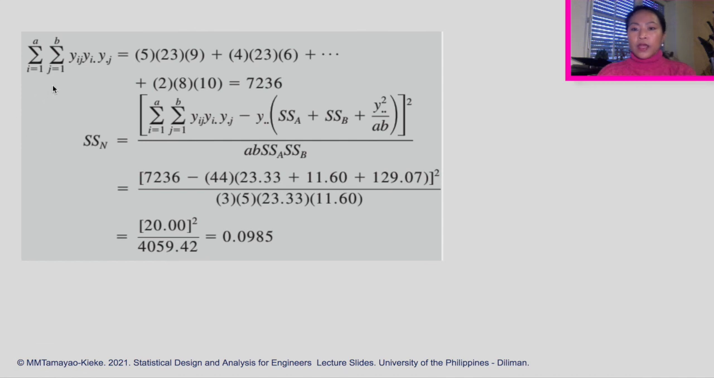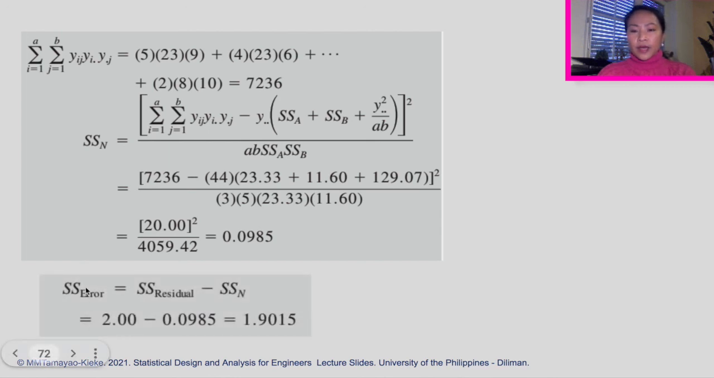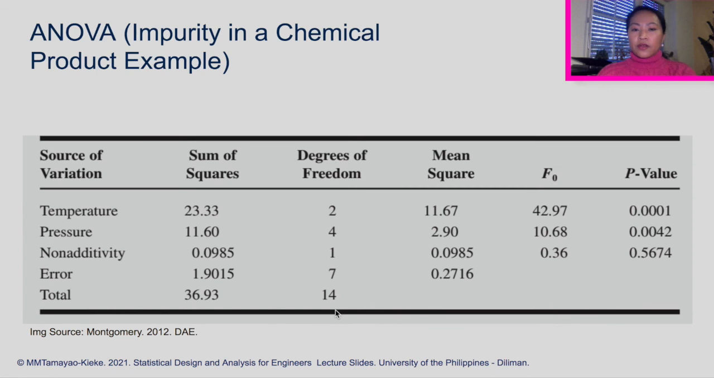And so to get the sum of squares for non-additivity, we use the equation I just showed you before, which is basically this one. And we get that SSN is equal to 0.0985. And therefore, SS error is just equal to SS residual minus SSN, and that would be 1.9015.